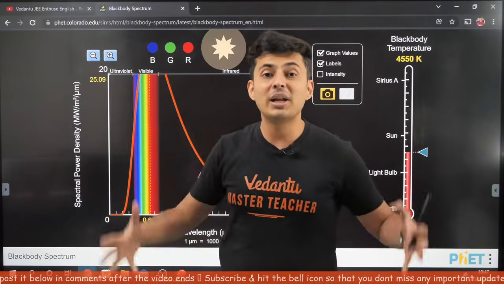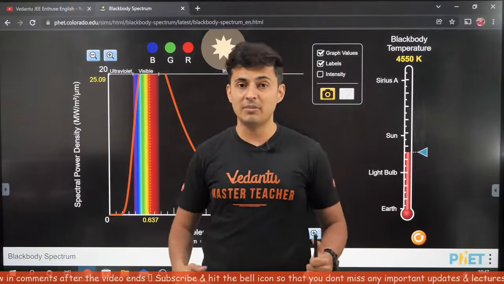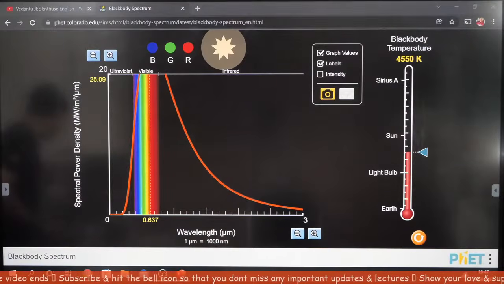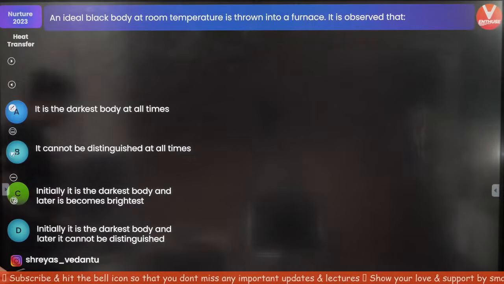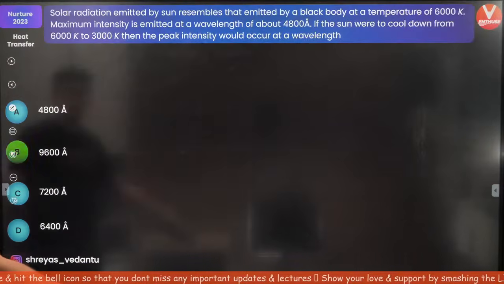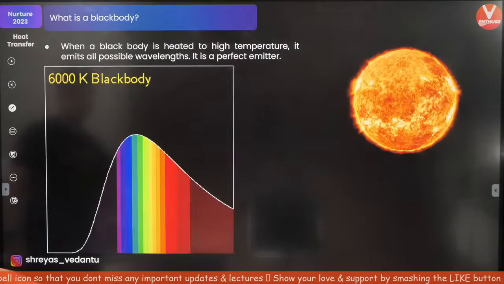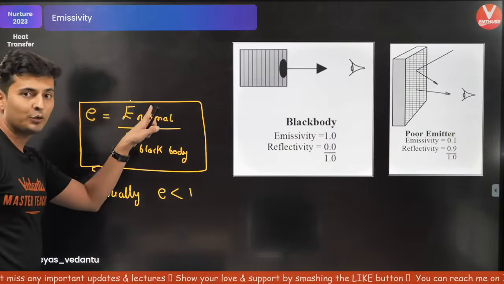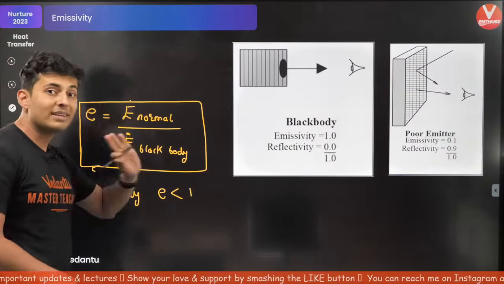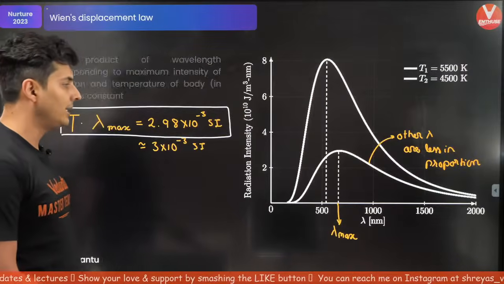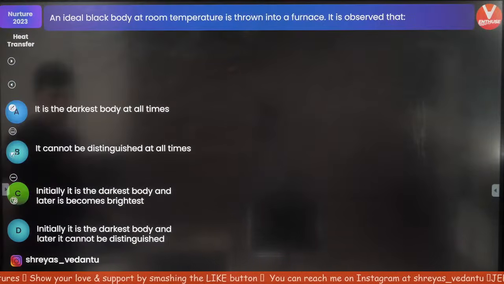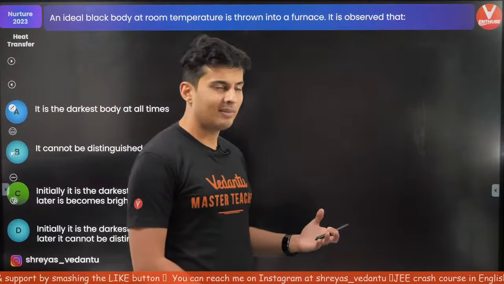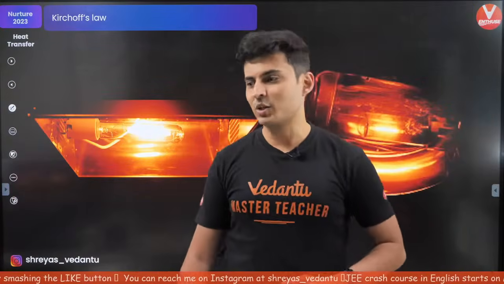So it will be brighter than the other objects at the same temperature. Remember, just some time back, I had given you the formula for emissivity. Here we go. Emissivity for a black body is always more than that of a normal body. So black body will always emit the most, and that's why it will look the brightest as compared to the other objects. Perfecto. Now that brings us to a very interesting law called Kirchhoff's law.